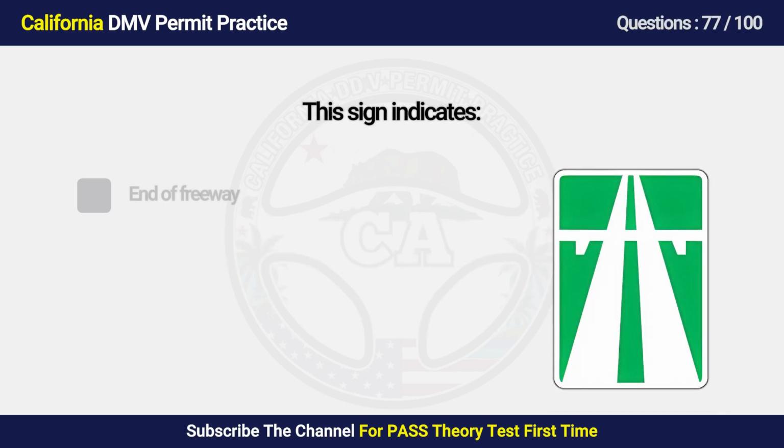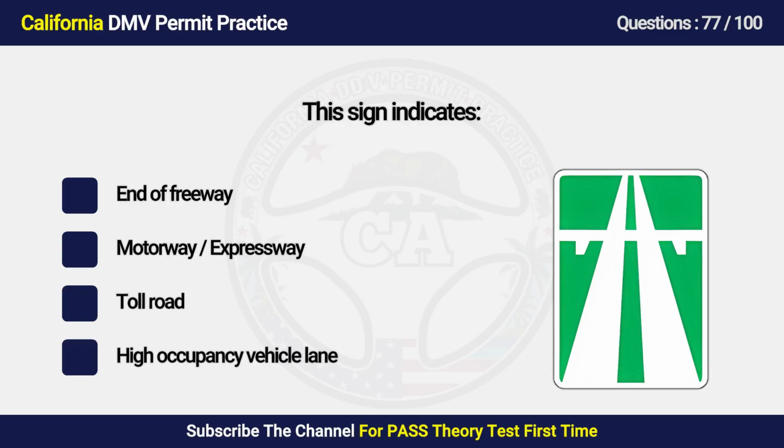Question 77. This sign indicates A. End of freeway, B. Motorway expressway, C. Toll road, D. High occupancy vehicle lane.